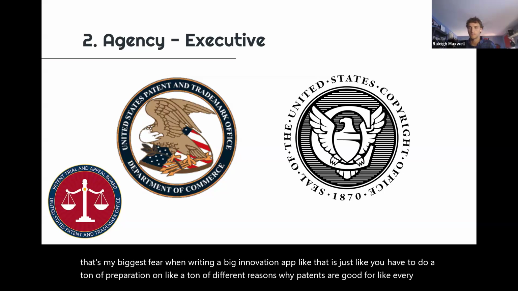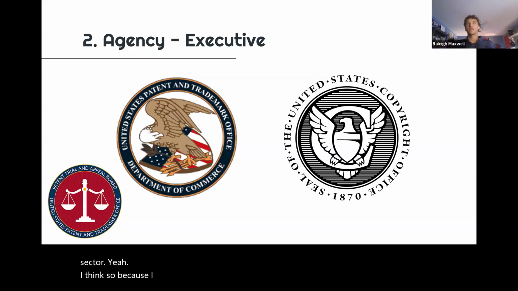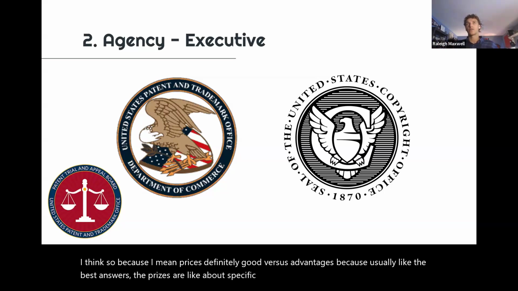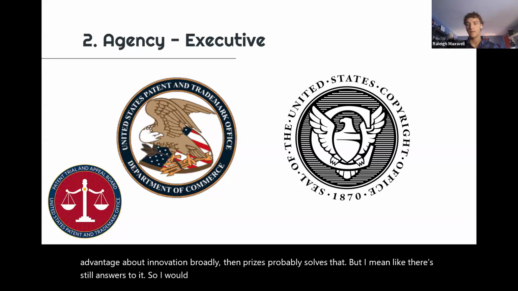Yeah, it makes sense. So it's probably weak against advantage counterplans with prizes and banning patents, I think. Yeah, I think so. Prizes are definitely good versus advantages, because usually the best answers to prizes are about specific sectors. And if you're just reading a big advantage about innovation broadly, then prizes probably solves that. But there are still answers to it. So I would be afraid of patents ban and prizes if I was reading a big innovation advantage with a PTAB harmonization affirmative.